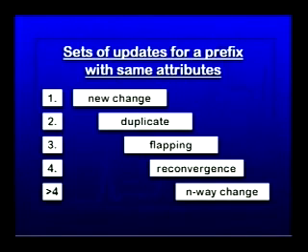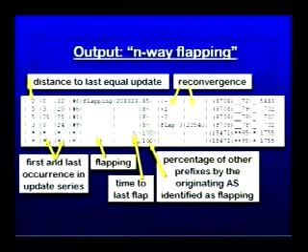And this withdrawal is replaced by an alternative route, that's number three. And after the repair of the failure, the best path becomes available again, so that's number four. So number one and number four have equal sets of attributes, and so number four would be called a reconvergent change. So the output of our tool reflects this by calculating the distance to the last equal update.